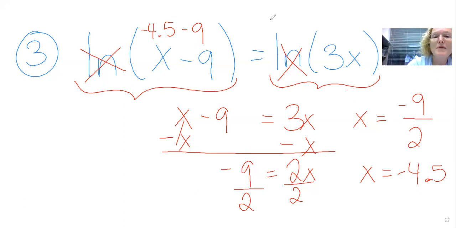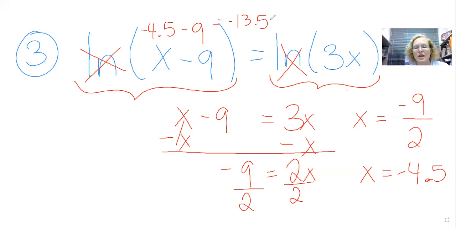But when you do this math, you're going to figure out that negative 4.5 minus 9 actually equals negative 13.5. Now, you probably remember from a previous section, you are not allowed to take the log of a negative number. And by plugging in what we found for x, this says we're supposed to take the natural log of negative 13.5. Well, we can't do that. It's not defined.